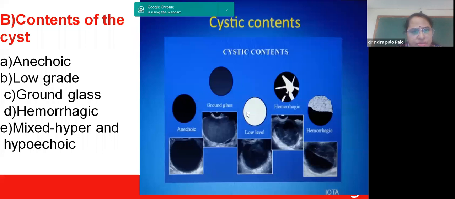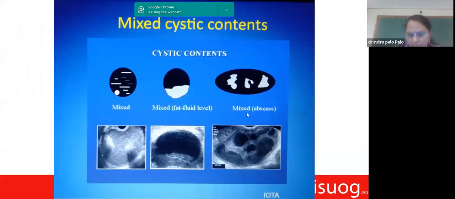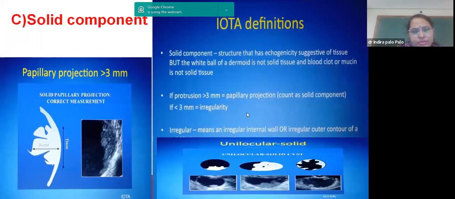So first you describe the morphology of the mass. Next you describe the content of the mass, and then the third thing you have to describe is the solid component. According to IOTA, a structure that has echogenicity suggestive of tissue is considered a solid tissue. What is not a solid tissue according to IOTA? The white ball of a dermoid is not a solid tissue. The blood clot or the mucin inside a cyst is also not considered a solid tissue.